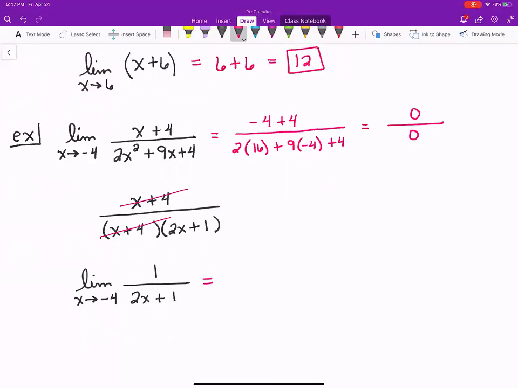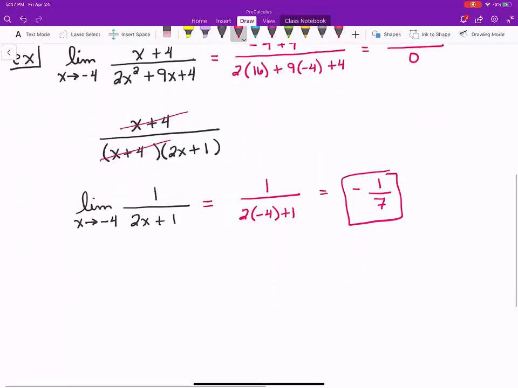All right, so this will be 1 over, no problems now with substitution, so 2 times negative 4 plus 1, and that'll be negative 1/7. Did you get that one? I hope you did. Okay, moving along.